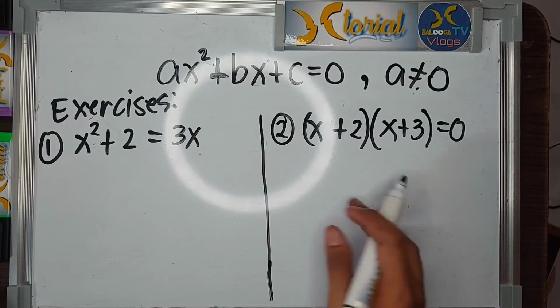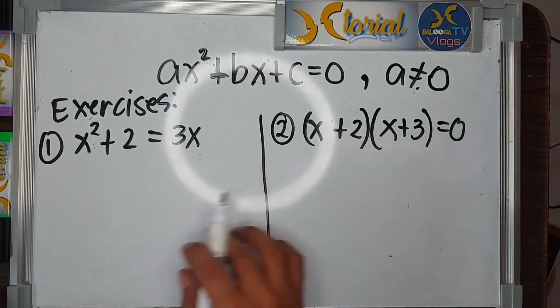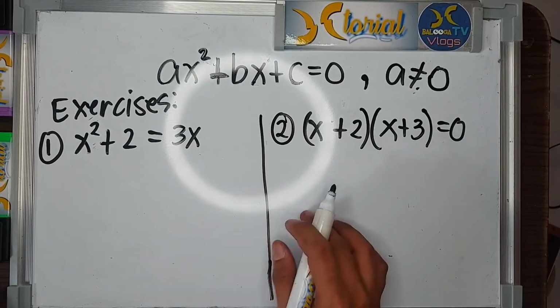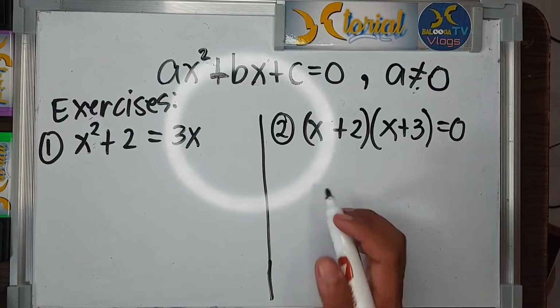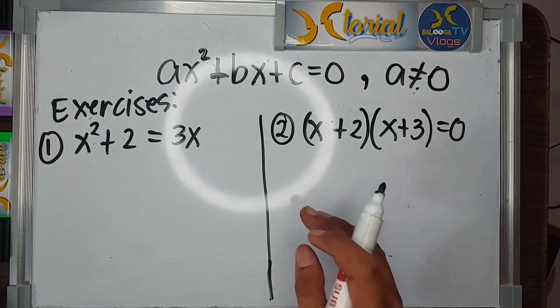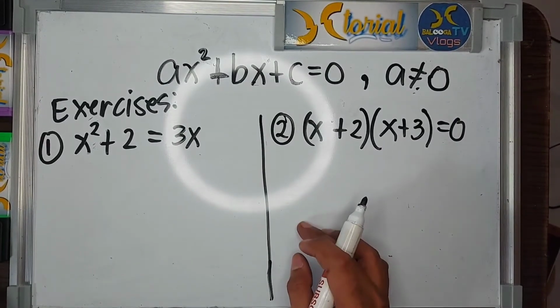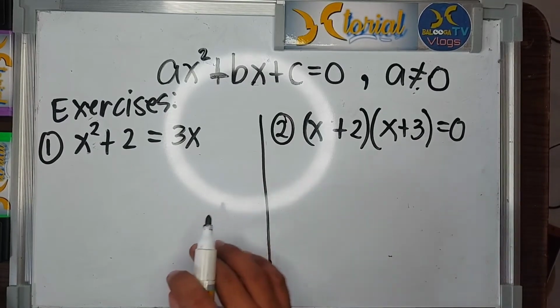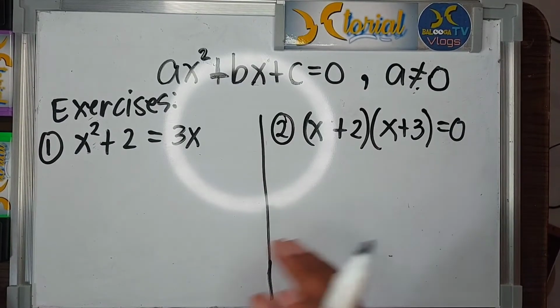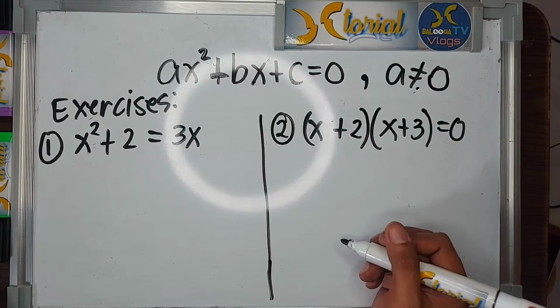Okay, so bibigyan ko kayo ng dalawang exercises dito. Sagutan ninyo, okay, sa isang papel. Sagutan ninyo kung quadratic equation siya or hindi. Tapos ibigay ninyo yung quadratic term, linear term, and constant term. Tapos yung A, B, and C. Okay, i-pause nyo muna yung video na to habang sinasagutan ninyo. Tapos i-play nyo na lang pag babalikan nyo na para sa sagot ninyo.